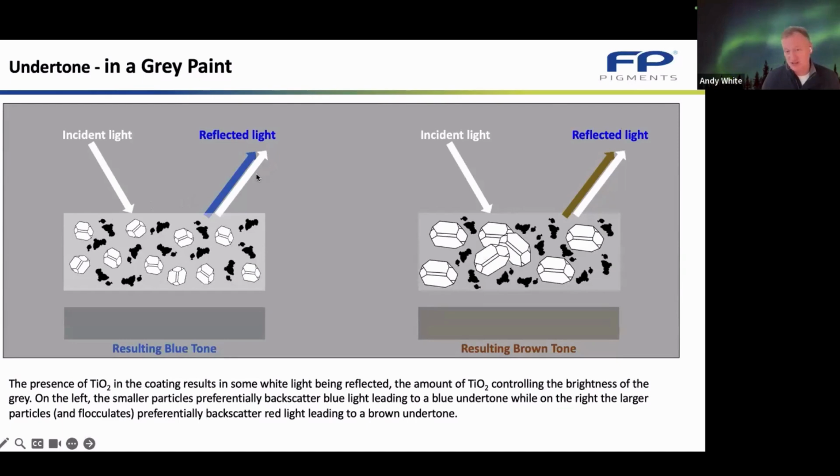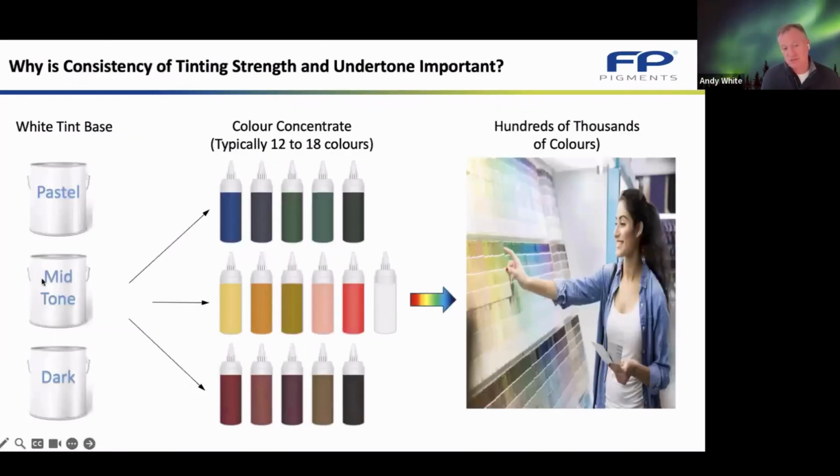you're actually going to refract more blue and more red, even though the amount of color is the same and the whiteness of the TiO2 looks the same. When you look at it in the white, you're actually going to scatter different wavelengths of light. And that's why when you're making a mixing system, it's absolutely critical.